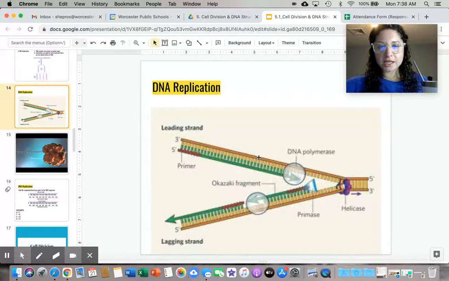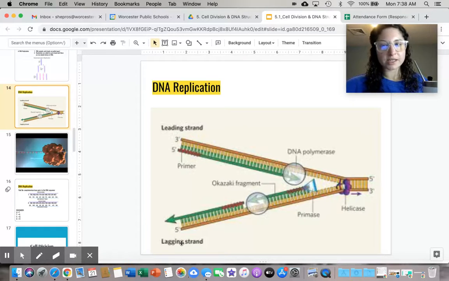Now for the leading strand, and this has to do with the structure of DNA, when we're creating our complementary strand, DNA polymerase, our enzyme, will just add in your nucleotides that complement your template strand, and it moves towards the replication fork. So it's just gonna zip on through, just adding in its nucleotides until it reaches the end of the DNA.